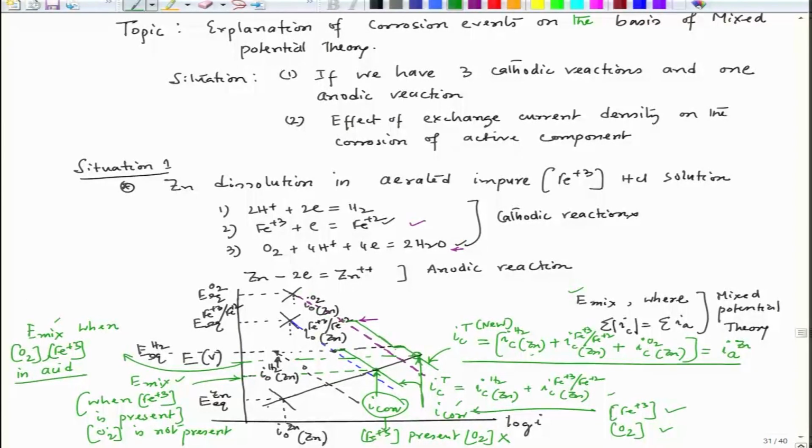But there could be a situation, one situation I can think of. So, I will just draw that same line without writing all those details. This is the zinc one, this is the hydrogen one.